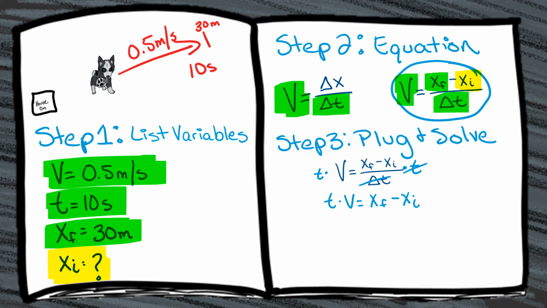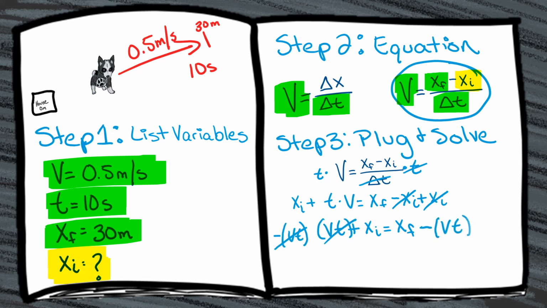Now we need to add initial position to both sides, resulting in velocity times time plus initial position equals final position. Now remember, we want initial position by itself, so we need to move velocity times time to the other side. Notice how these two variables are together, and they are getting added to initial position, so that we can leave initial position alone, resulting in initial position equals final position minus velocity times time. And now we can plug in the values, resulting in an initial position of 25 meters north from your house.